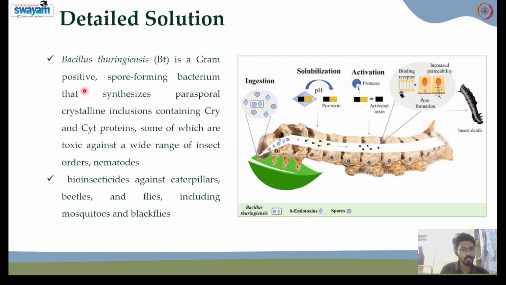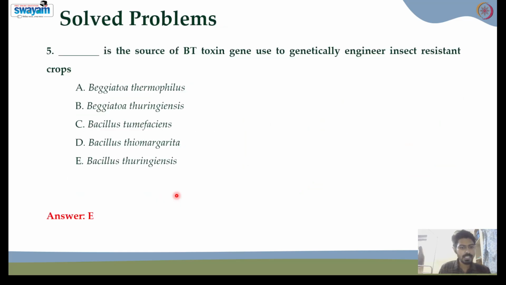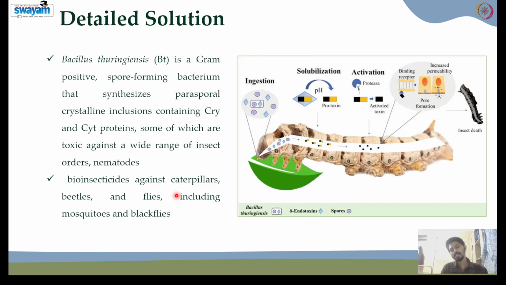So it is a gram-positive spore-forming bacteria that synthesizes this toxin, Bt toxin, which is a parasporal crystal that contains Cry and Cyt proteins, which are responsible for making this toxin. And this toxin has been used as a bioinsecticide against caterpillars, beetles, flies, which includes mosquitoes and black flies. So the answer is Bacillus thuringiensis, which is the source for the Bt toxin gene used to genetically engineer insect resistant crops. So how does it resist?